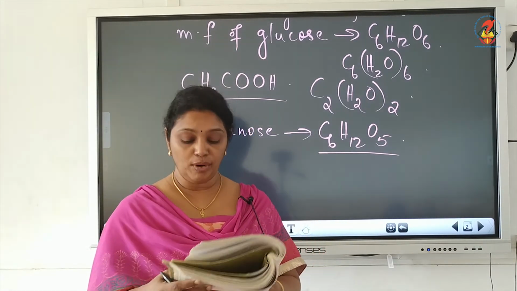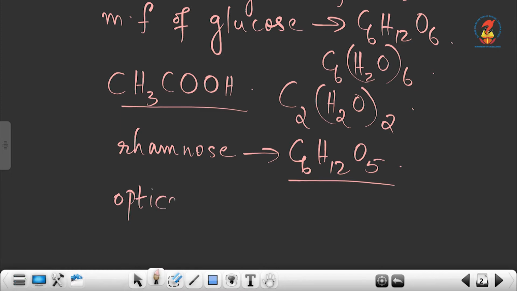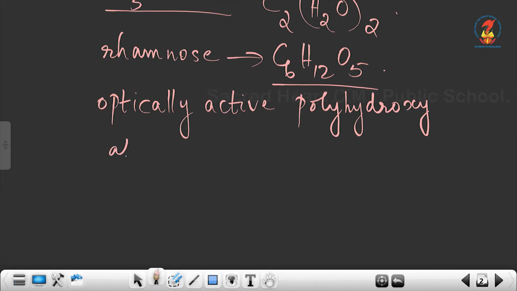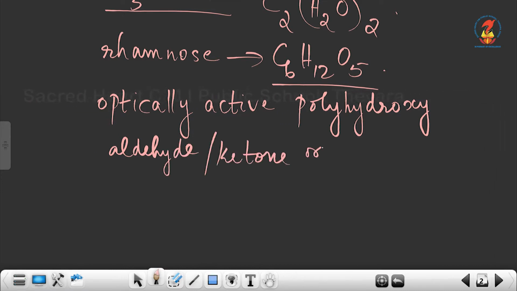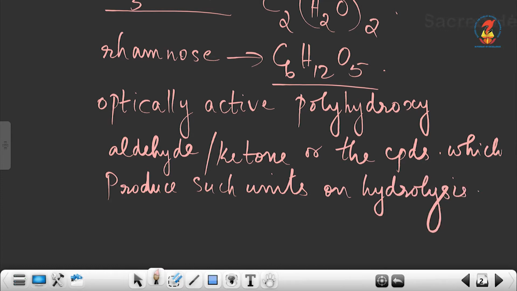The definition is, carbohydrates may be defined as optically active polyhydroxy aldehyde or ketone, or the compounds which produce such units on hydrolysis. So this is the definition of carbohydrate.